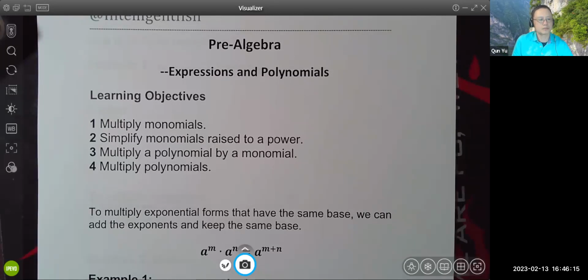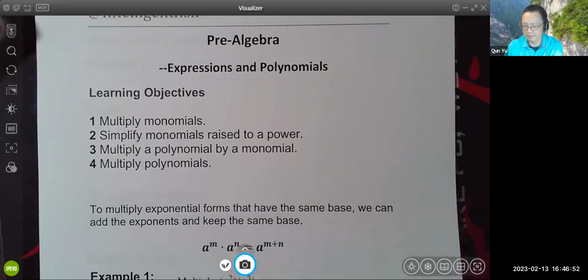Hi everyone. In this video, we are going to learn how to multiply polynomials. We have 4 learning objectives. First, we look at how to multiply monomials, and then how to raise a monomial to a whole number power. And then we look at how to multiply a monomial by a polynomial, basically its distribution. And then the last one is our ultimate goal for today. We want to multiply polynomials. So let's look at them one by one.